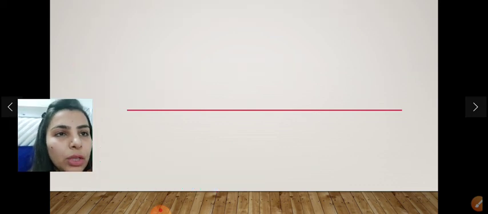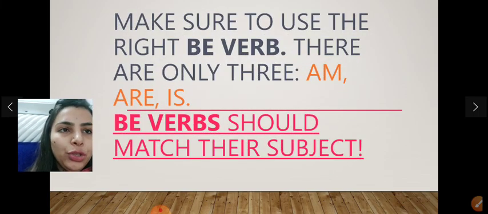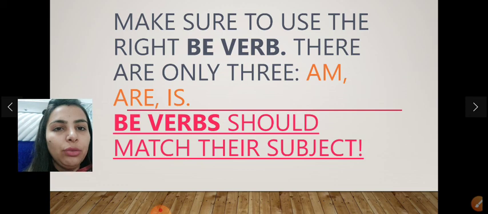Okay. So here make sure to use the right be verb. There are only 3 be verbs that are am, are, is. Only with these 3 be verbs we use going to. So be verbs should match their subject.